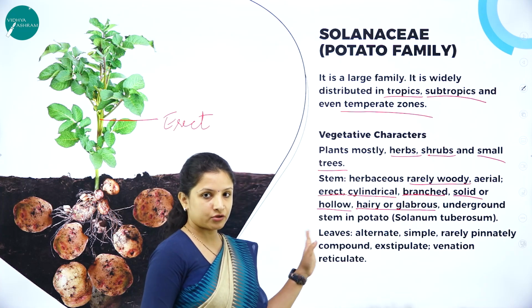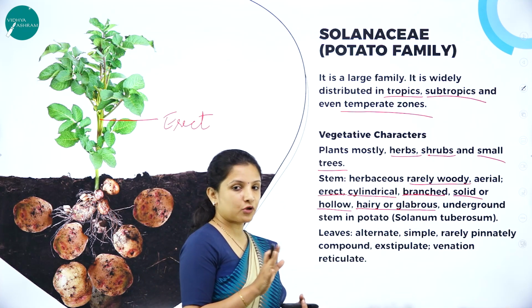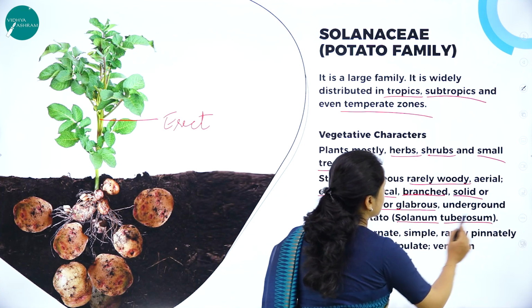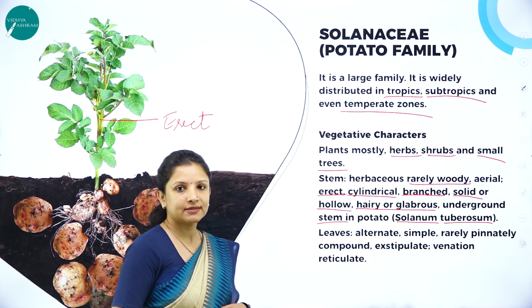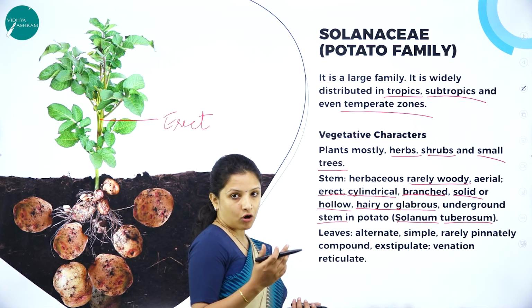All these come under Solanum itself. And they have an underground stem, especially if it is potato, Solanum tuberosum. Otherwise, all the other Solanaceae members will not have an underground stem. And talking about the leaves, they are of alternate arrangement.